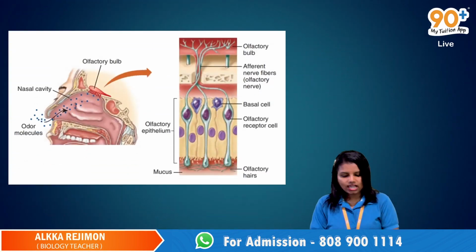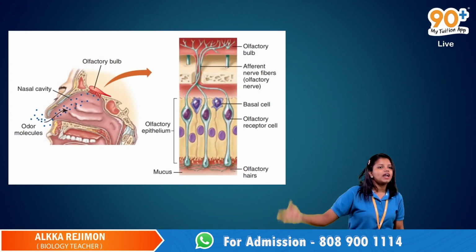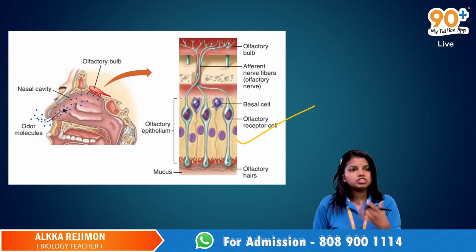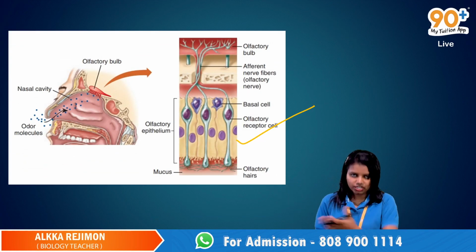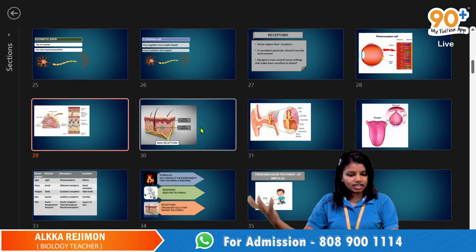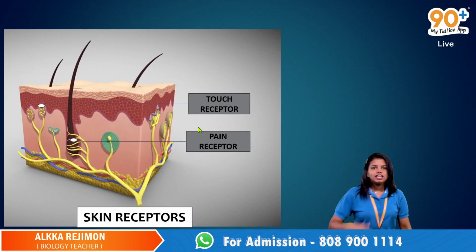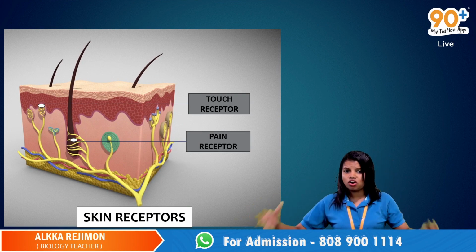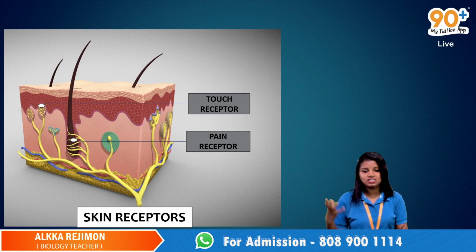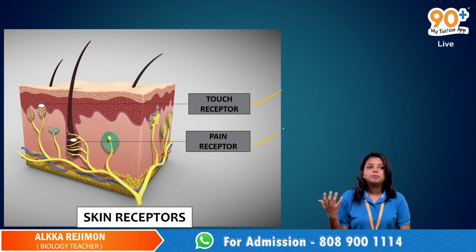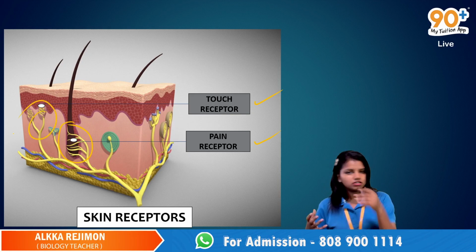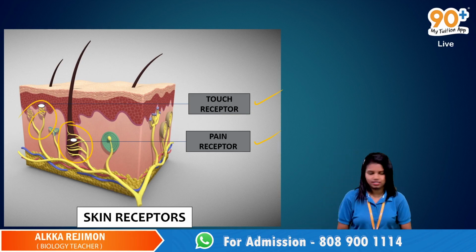And then inside the nose you have the olfactory receptors. Here you can see the figure of olfactory receptors, which detect smell happening outside the body, take the smell into the brain, and sense the smell. And then you have the skin, and in the skin not just one but several types of receptors are seen. You can see the touch receptor and the pain receptor. All these are seen under the skin.